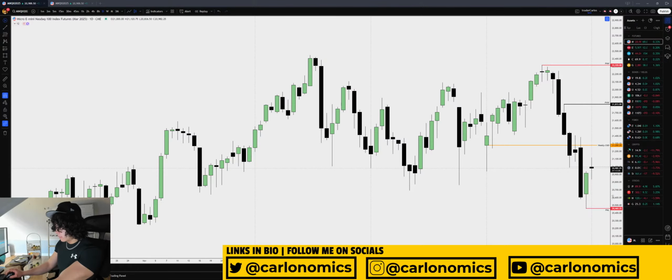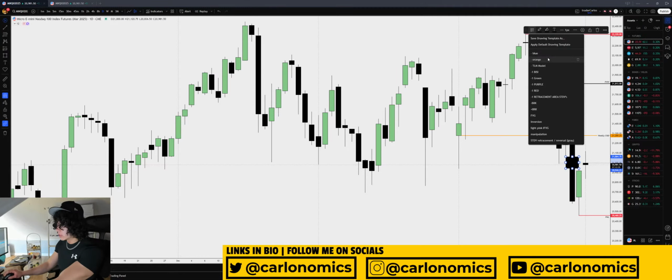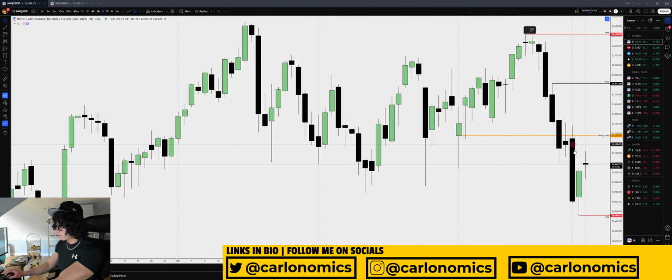So daily time frame, what do we have? So we have this daily gap right now. So I'm going to mark this out. This is the daily gap that we have on the daily time frame.